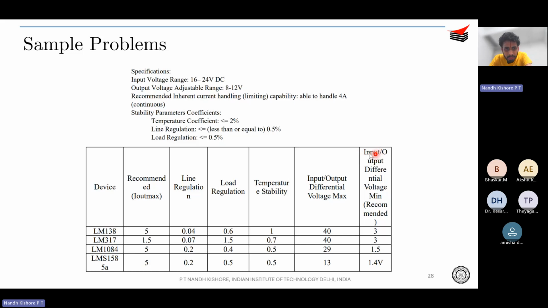So what is the minimum? That is minimum value of input and maximum value of output. That is the difference is very small. Okay, that is 16 volt at the input and 12 volt at the output. That is 4 volts. So you see that both of these can do the job, 3 volt and 1.5 volt. However, since it can tolerate a very minimal input output differential, you will want to choose LM1084.